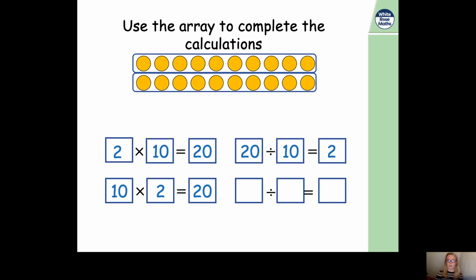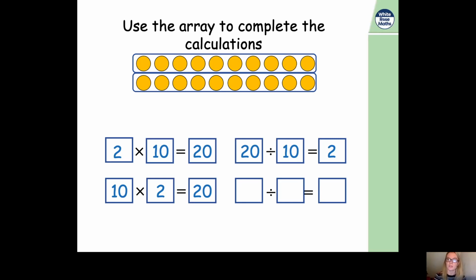Now, can you see that that is using the same numbers as the multiplication number sentence next to it, but the numbers are just flipped around. So we've got 2 multiplied by 10 equals 20, and then flip the numbers around, and we've got 20 divided by 10 equals 2.